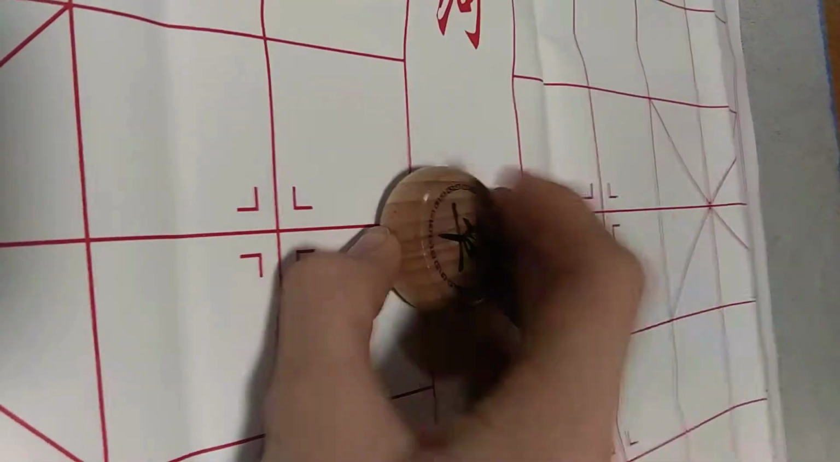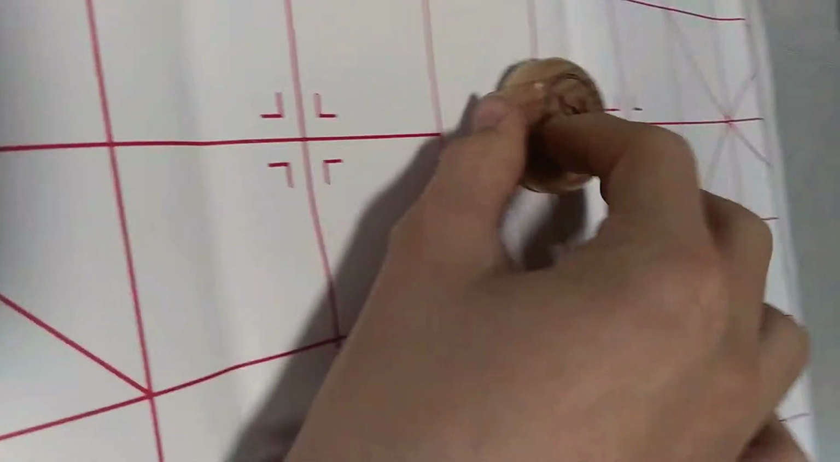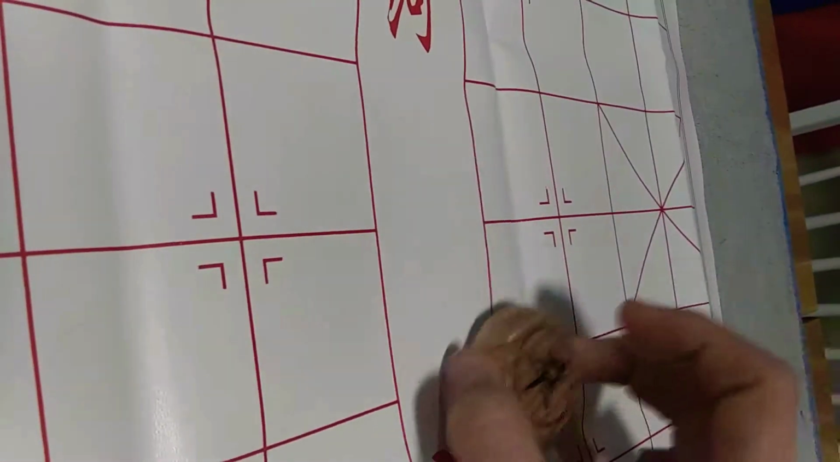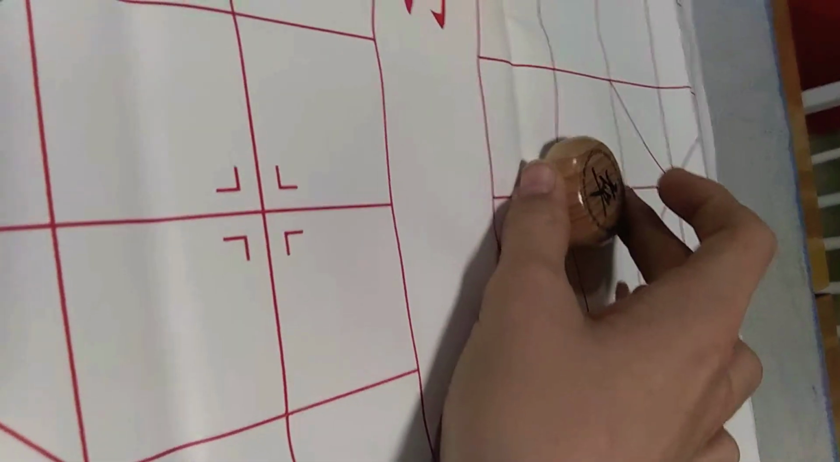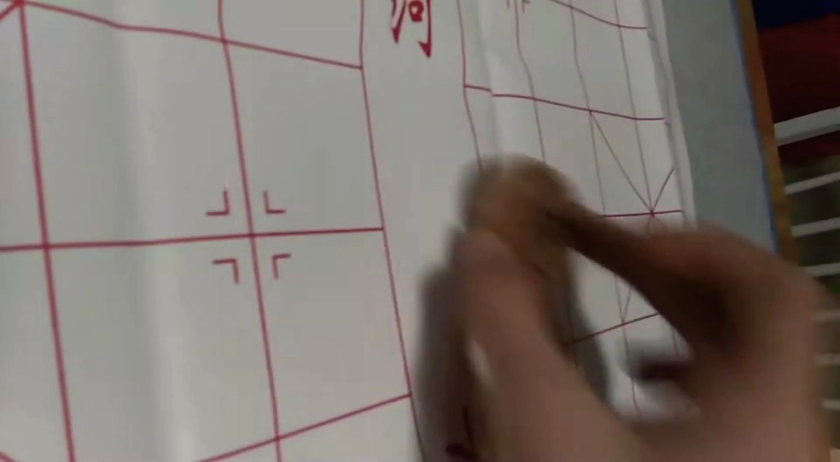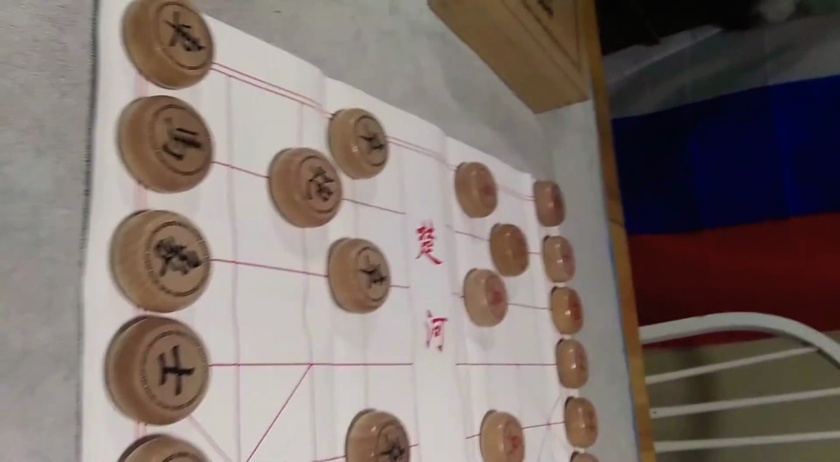And it can only move forward the whole entire game until it crosses the river. Once it crosses the river into enemy territory, it can move left, right, or forward. And that's really the only rule. It attacks forward, it attacks left, and it attacks right. That's the only rule. So that is the majority of the pieces.